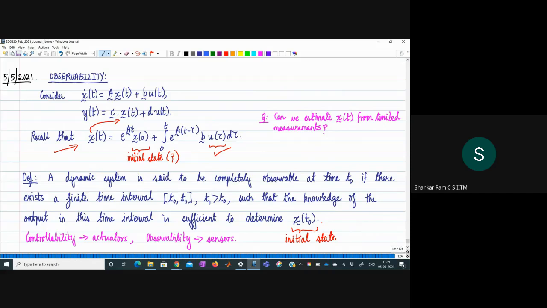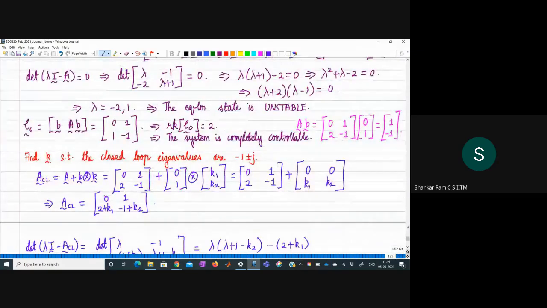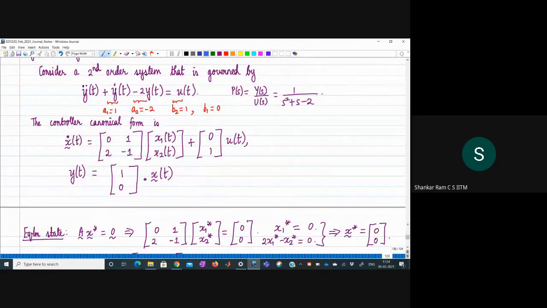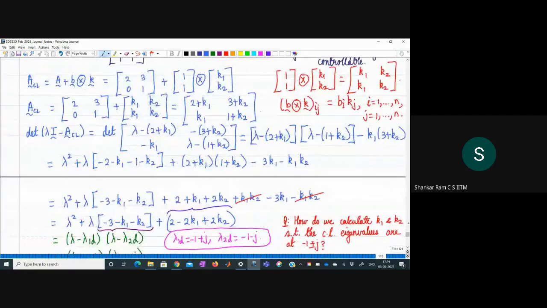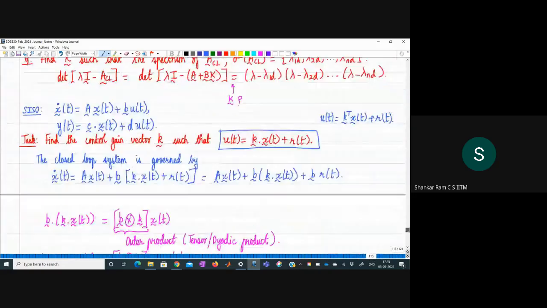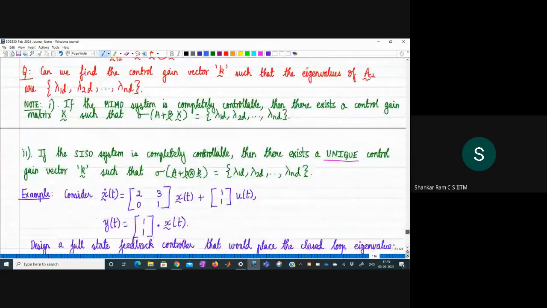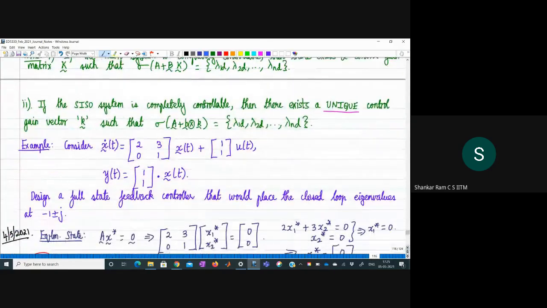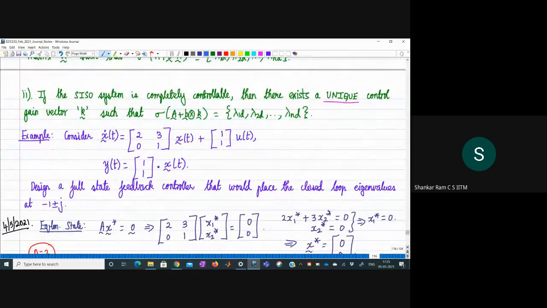All right. So these are the key points. Now let us look at the same systems that we considered in the previous classes and evaluate those systems for observability. First, recall the example from the previous class, where we looked at the design of a full state feedback controller for this system.